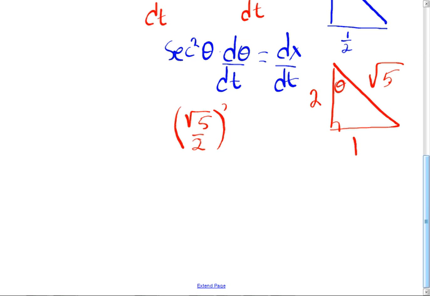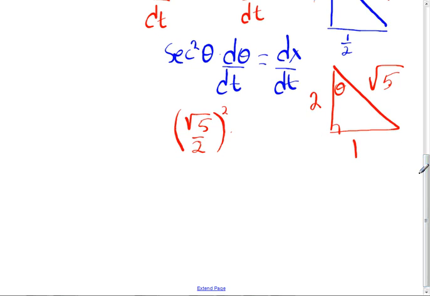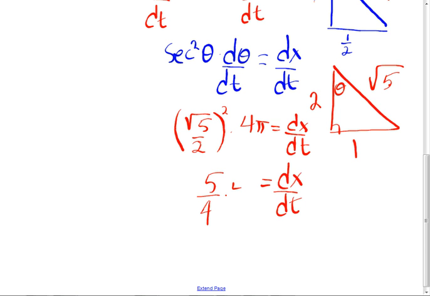The secant squared times the d theta dt. Oh, we know what that is. That's 4 pi radians per minute. Times 4 pi equals dx dt. And we can simplify that. That's right, 5 over 4 times 4 pi. That's right. Nope, it won't be revolutions, because dx dt is how many feet down the shoreline. You're not finding an angle. The one in the book isn't in revolutions, it's in radians.